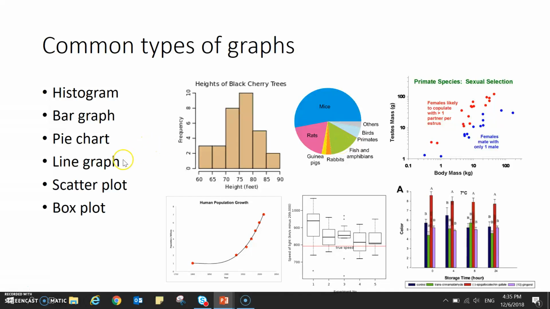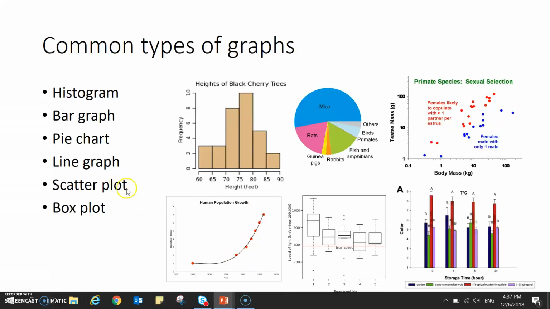The next one is a line graph, such as the one here, looking at human population growth over time, over the years, looking at how the human population growth increases over time. Line graph is suitable to be used when you are trying to show a particular trend. In this case, you can see that the human population increases over time. So you can see this increasing trend by using a line graph.